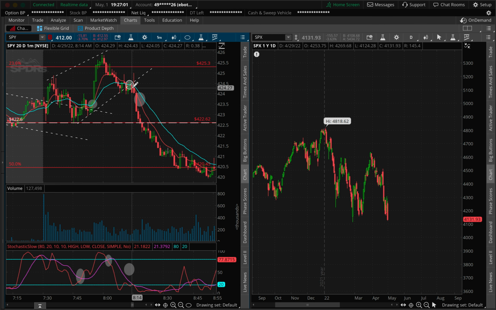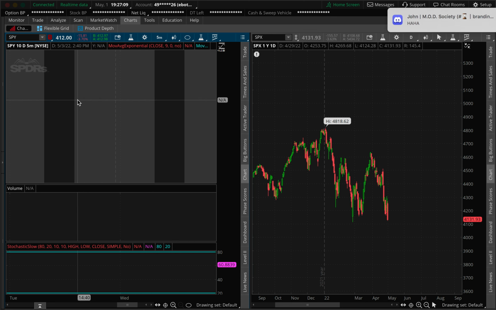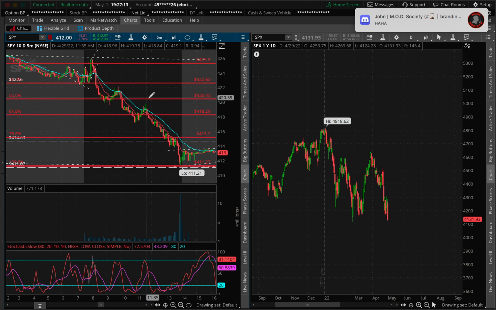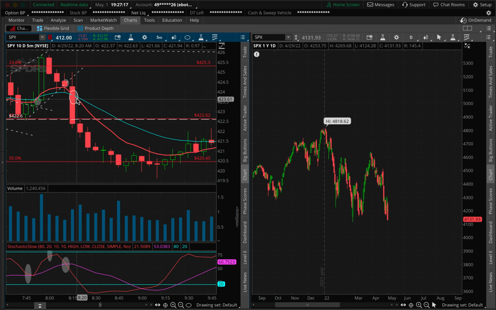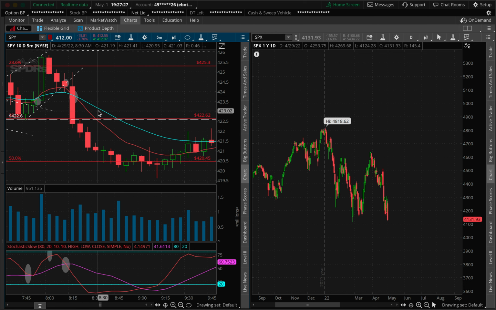So your entry was right here. Let's just say your entry was right here. It went down, and then all of a sudden it started going back up. This is where you're going to take your loss on SPY. You're going to go to the 5 minute, and your loss is going to be once this indicator on the 5 minute crosses back to the upside. If the 9 crosses the 21 back to the upside, you're going to take your loss there. That's where your stop loss is.